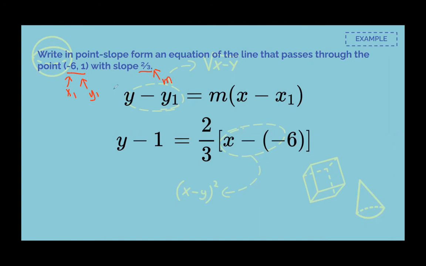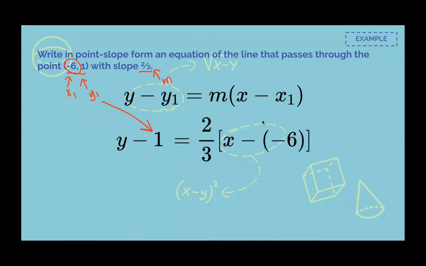So now that you know where you're going to plug in your values, you could go ahead and do that. So y minus y1, so that would just be y minus 1 equals m, which is your slope 2/3, times x minus x1. Now you see here that your x does have a negative in front of it, so make sure you're still accounting for that negative whenever you're subtracting. So that would be x minus -6.